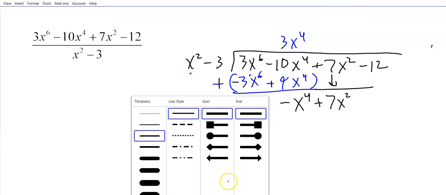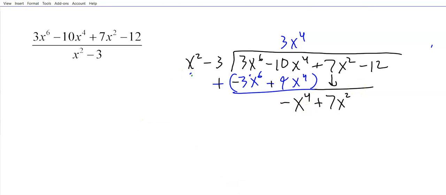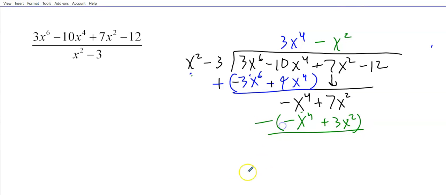And now we get the second one here. So x squared times what is negative x to the 4th? That would be negative x squared. So minus x squared. Negative x to the 4th matches. Negative 3 times negative x squared is positive 3x squared. You're going to subtract both of those.